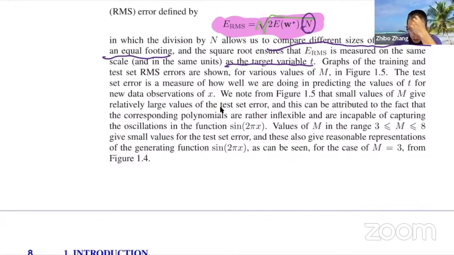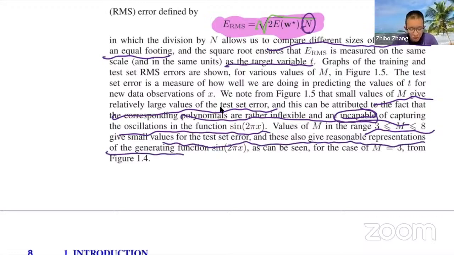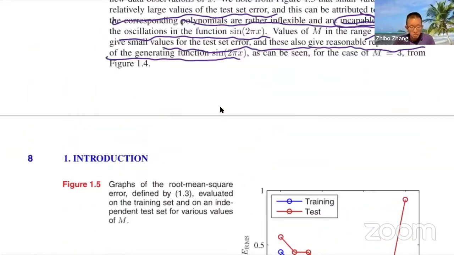We note from figure 1.5 that small values of M give relatively large values of the test set error, and this can be attributed to the fact that the corresponding polynomials are rather inflexible and incapable. Notice the word incapable, of capturing the oscillations in the function mapping sin 2πx. So basically it doesn't have enough capacity to capture the underlying pattern. Values of M in the range of 3 to 8 give small values for the test error. These also give reasonable representations of the generating function sin 2πx, as can be seen from 1.4.